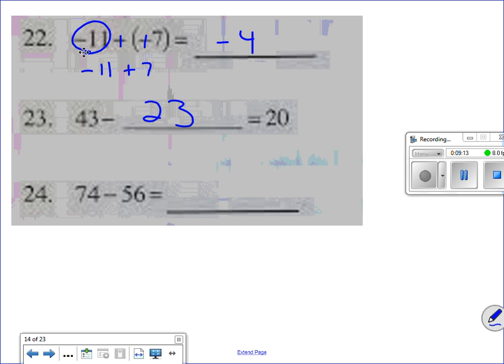74 minus 56. This is also basic subtraction. Can do leave, add, change, and we'll get you the same answer. Have to borrow. Gives me an 8. Gives me an 18.